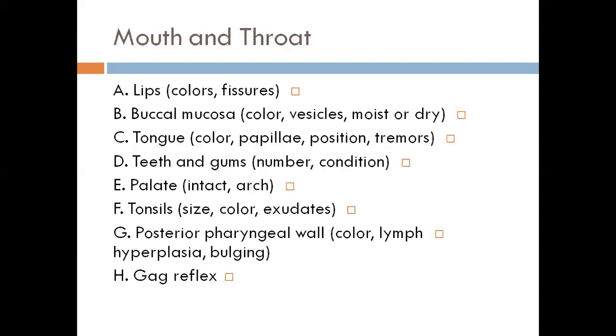What about the mouth and the throat? We always said the things that bother the child, we don't examine right away. We try to postpone until the end of the exam. Look at the lips, the colors, the fissures, buccal mucosa, color, vesicle, moist or dry, the tongue, the color, papillae, position, tremors, teeth and gum, the number of the teeth, the condition, carious or healthy, the palate, is it intact, is it high arched palate or normal, tonsils, the size, the color, any exudate, posterior pharyngeal wall, color, lymph, hyperplasia, bulging, and the gag reflex.